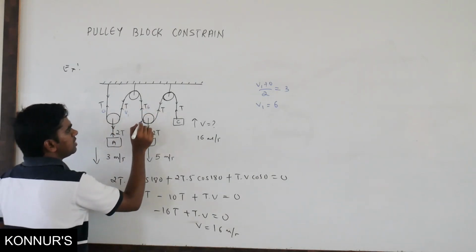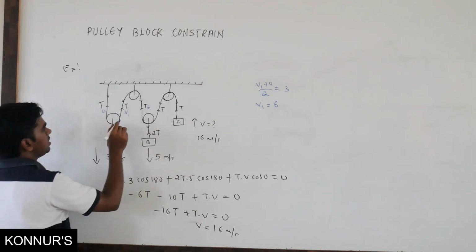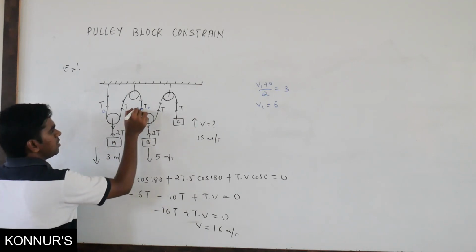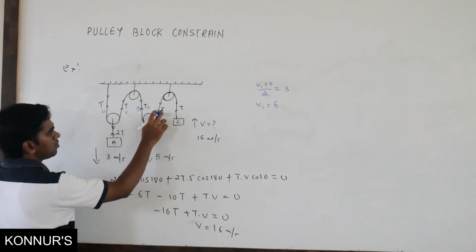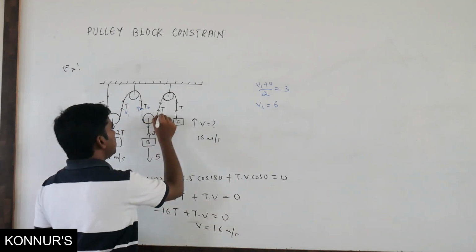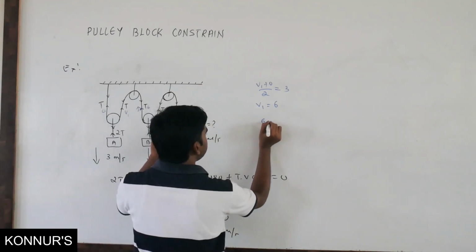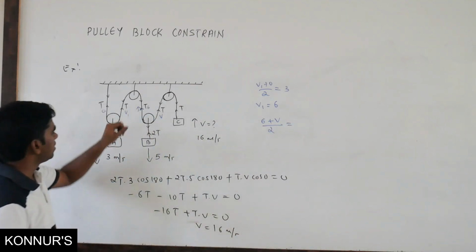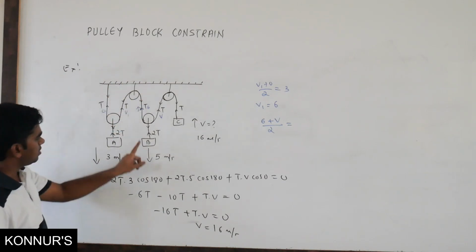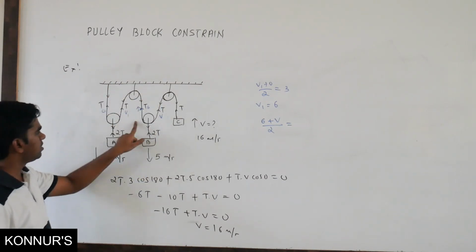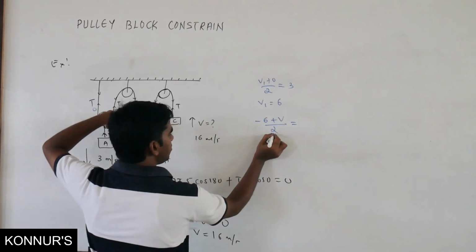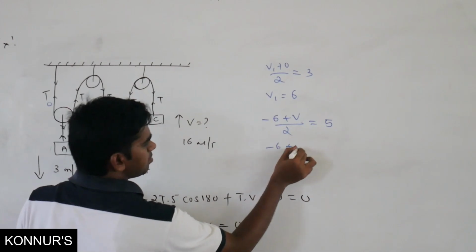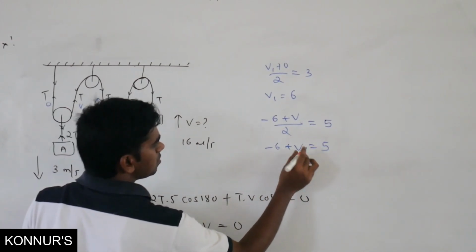Apply to this one. 6 is in upward. Upward or downward? Obviously it is in upward direction. So this is the downward. This is what you can take it as v. So 6 plus v by 2 is equals to, this is -6 or +6. This is downward. This one also I will take downward. This is upward means -6 plus v divided by 2 equals to, so that pulley is what? 5. So -6 plus v is what? 10. So v equals to 16.